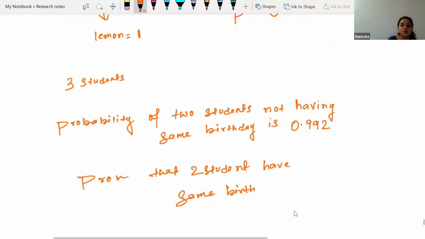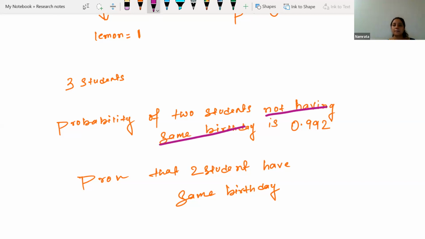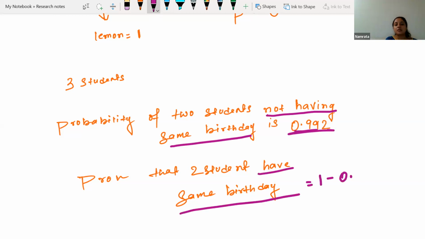So probability of 2 students having the same birthday. Now we know the total probability is 1. And if 2 students not having the same birthday is 0.992, then 2 students having the same birthday will be 1 minus 0.992. Yes or no? Not having the same birthday is given. Having same birthday is 1 minus 0.992. Are you getting it?